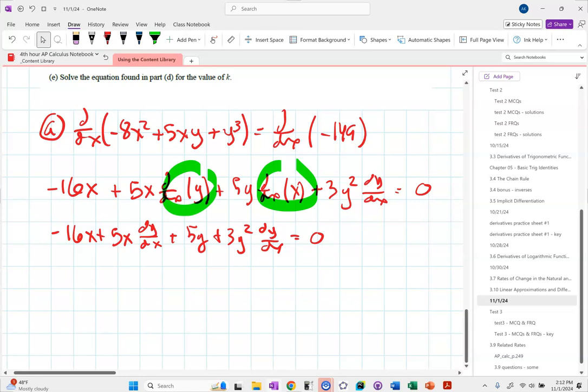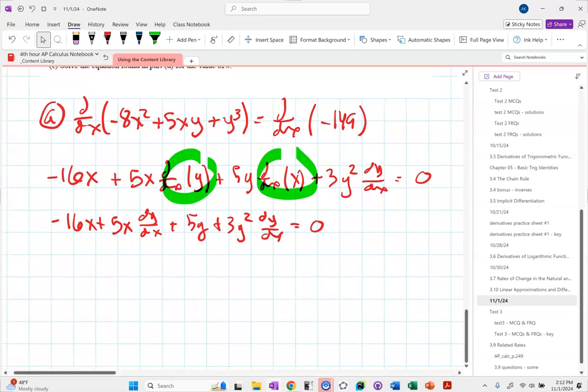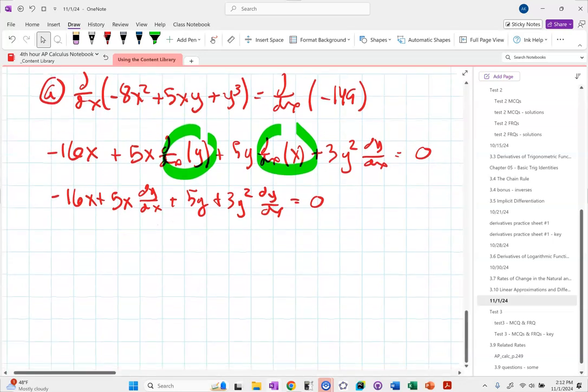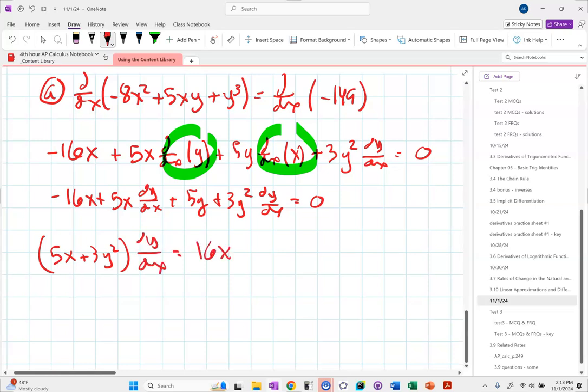Feel okay? What do I do now? Get the stuff with the dy dx on one side, everything else goes to the other, right? I'm also going to factor that dy dx off, the two things that are remaining there. Look okay? And then we divide both sides by the 5x plus 3y, or sorry, 3y squared. There's my first derivative.